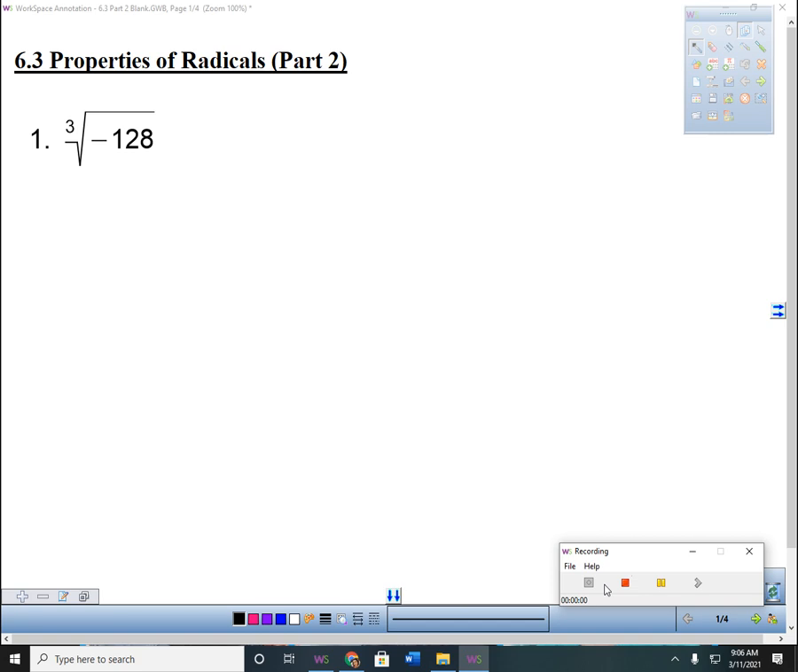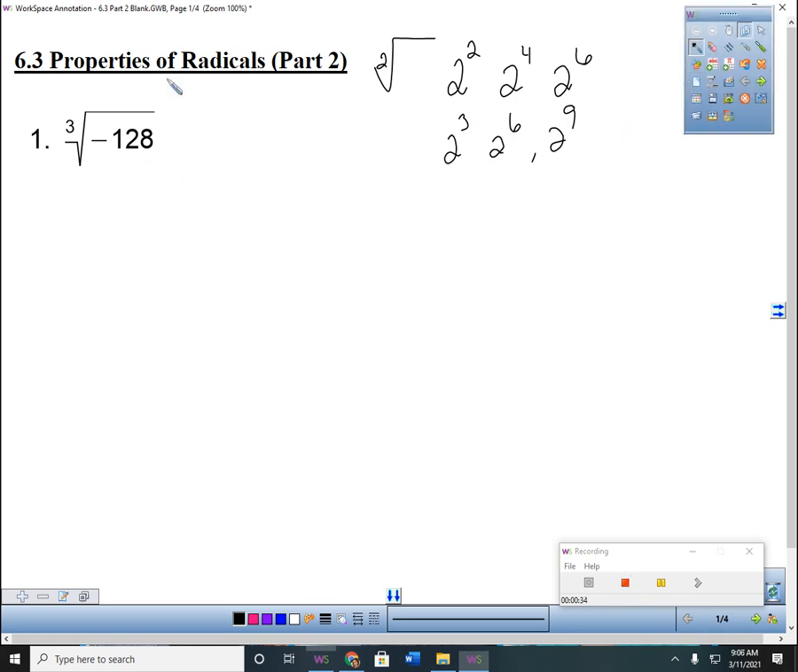In part 2 of your properties of radicals, we did square roots in the first part, and now we're going to do cube roots. So remember, square roots, let's say if I had an exponent of 2, or an exponent of 4, or an exponent of 6, all of those multiples of 2 make a perfect square root because there's a 2 out here. So that means that perfect cubes, the exponents for perfect cubes would be like to the 3rd, to the 6th, to the 9th, all multiples of 3. So you're going to do the same thing.